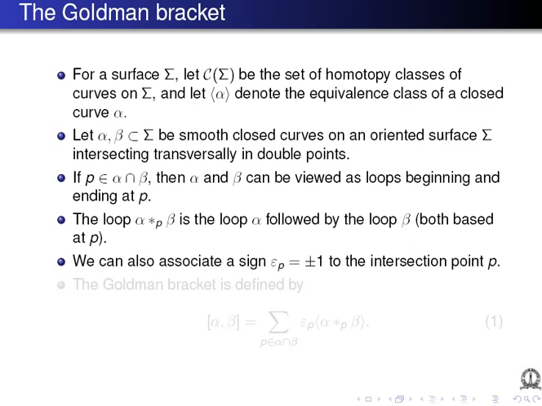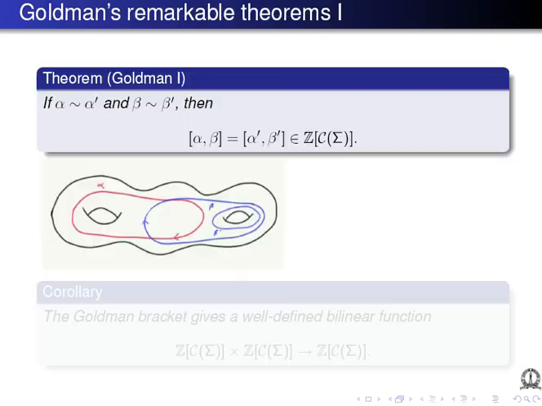We can also associate a sign. And so the Goldman bracket is this sum: the sum of the curves alpha and beta is the sum over all intersection points of epsilon_p, the sign, times the homotopy class of alpha star_p beta. Well, Goldman proved many things about this. So here are three remarkable theorems which lay the foundation here.